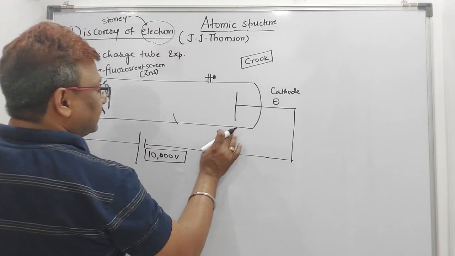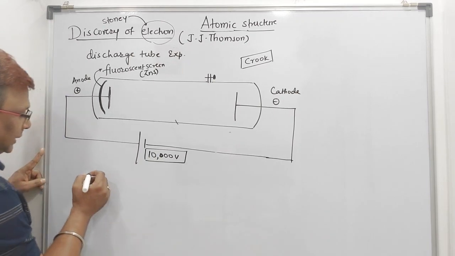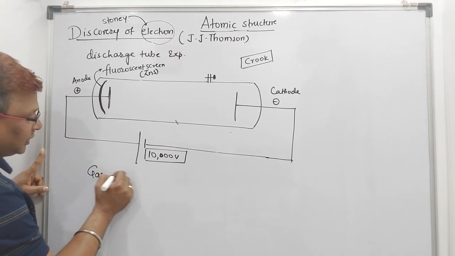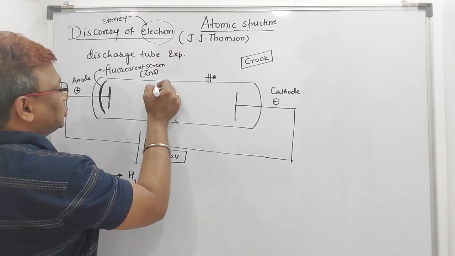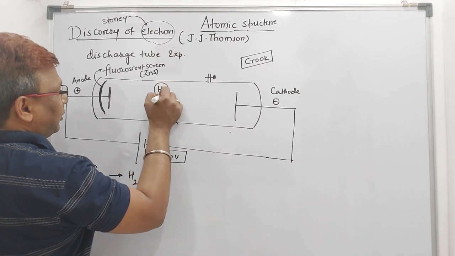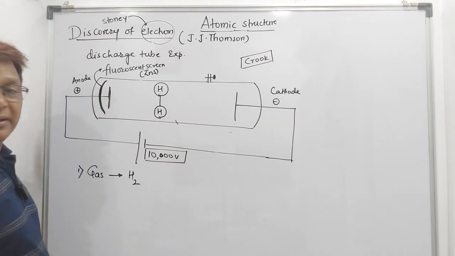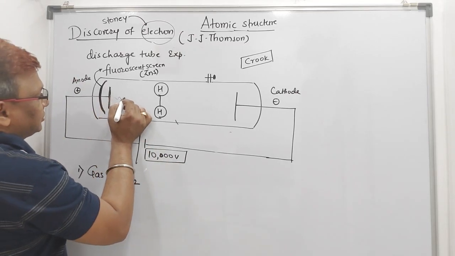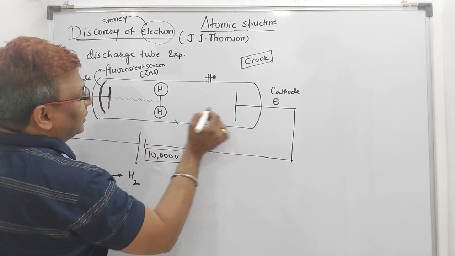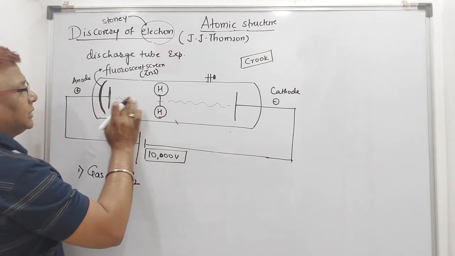In this discharge tube we have taken a gas. Let me tell you beta, which one? Hydrogen gas. And you know hydrogen gas is written in the form of H2, so this is a hydrogen bonded with a hydrogen. Initially we have taken the gas. When we apply high voltage current, due to this high voltage it will break the bond between the hydrogen atoms.